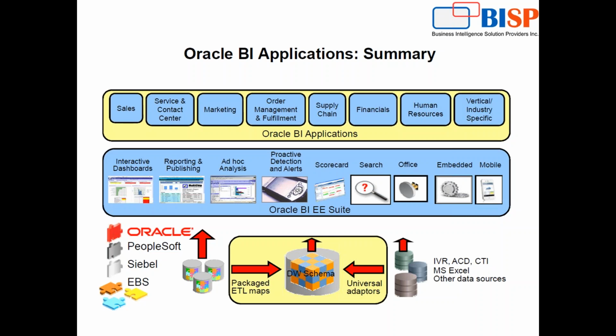Let me quickly summarize. If you can see here, there are so many systems: service, marketing, order management. These are the source systems. They could be of any kind. We can build these reports, but everything comes from this model, the warehouse.